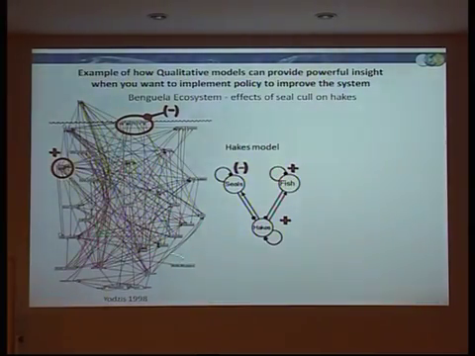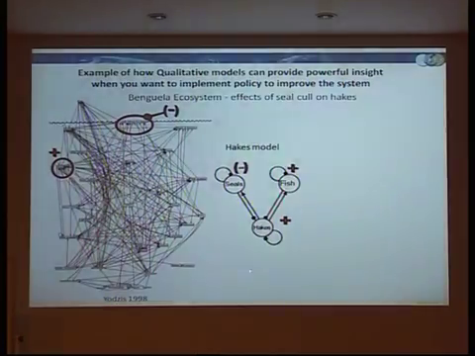Basically, they've got a hake fishery there, and the issue was that the abundance of hake was falling. And they were saying, well, seals eat hake, so let's go and kill some seals. That'll increase the hake population. So this is a food web. This is the seals. There's the hake. Obviously, hake is not only eaten by seals, but other things as well.